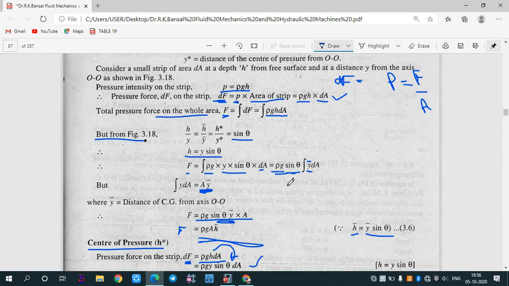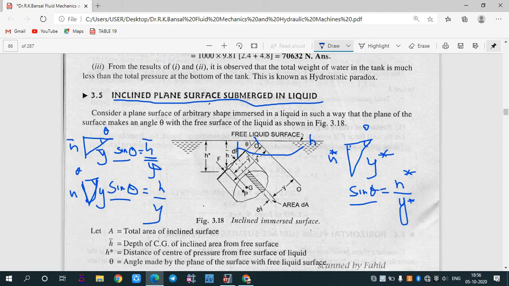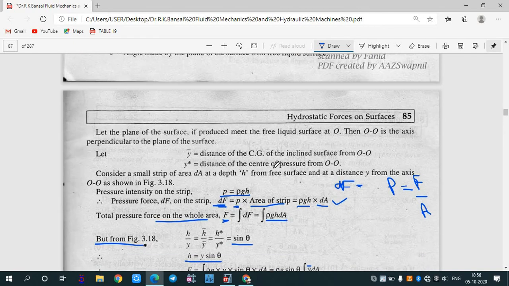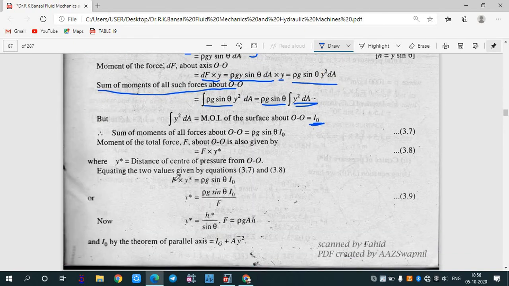And this will be equal to what? It will be equal to the moment of the total force into what? This height. This height is nothing but your y bar. So this moment is equal to what? Force into your y bar, or y star, sorry. So we are left with this value, rho g sine theta I naught. So rho g sine theta I naught is equal to what? The force into y star.